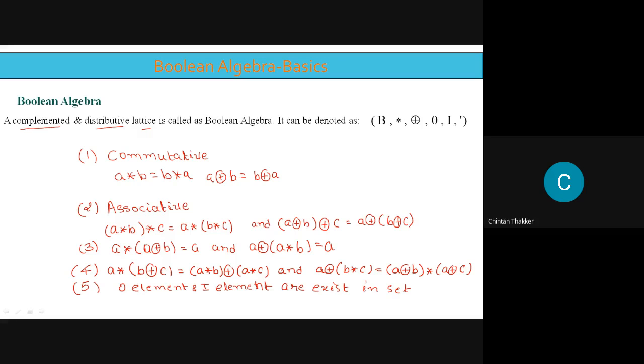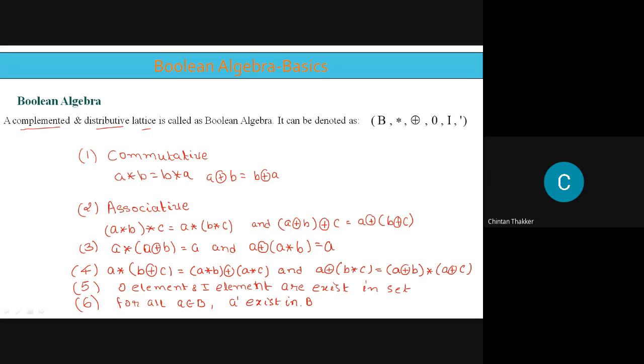Then the sixth property, the last one, is complemented. That means for all A belonging to B, A dash exists in B. That means the complement of each element exists.